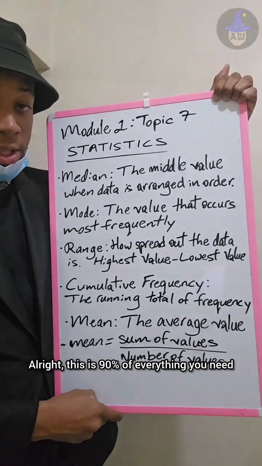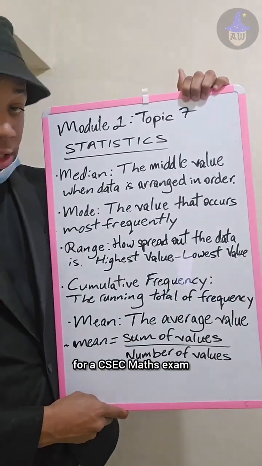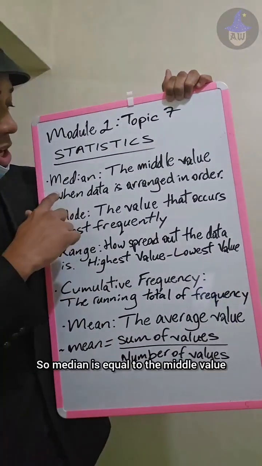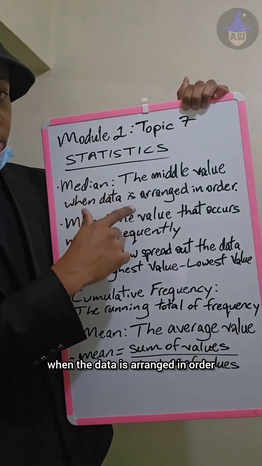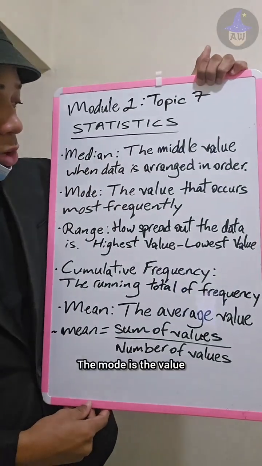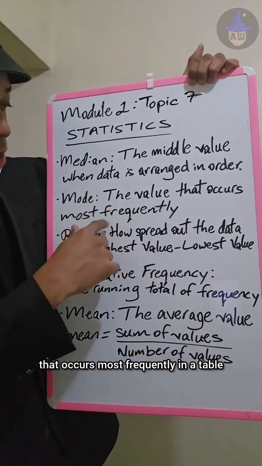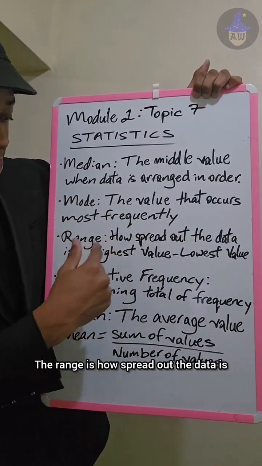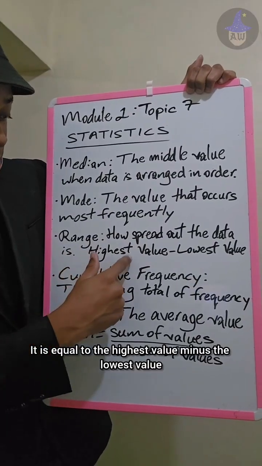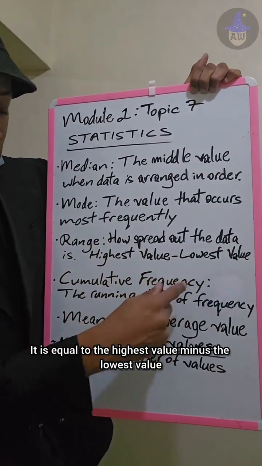Alright, this is 90% of everything you need for CSEC Maths exam. So median is equal to the middle value when the data is arranged in order. The mode is the value that occurs most frequently in the table. The range is how spread out the data is. It is equal to the highest value minus the lowest value.